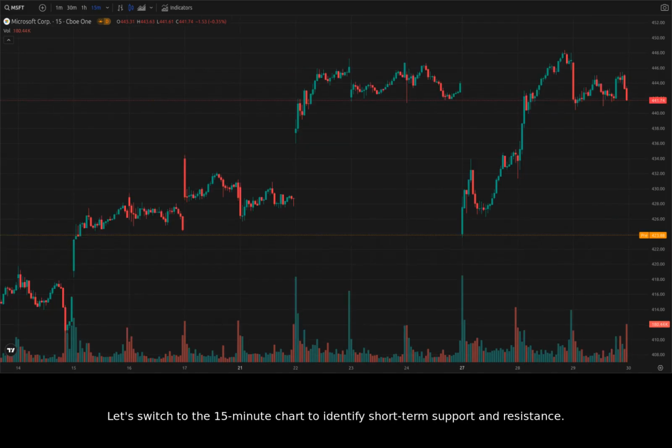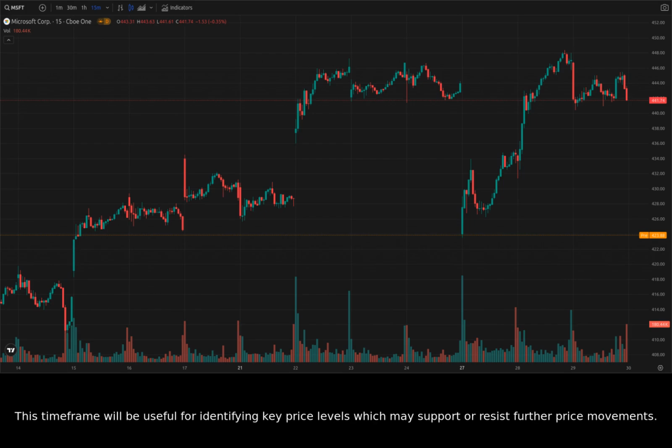Let's switch to the 15-minute chart to identify short-term support and resistance. This time frame will be useful for identifying key price levels which may support or resist further price movements. The 15-minute chart shows that several resistance levels have been broken on the way to new price highs.